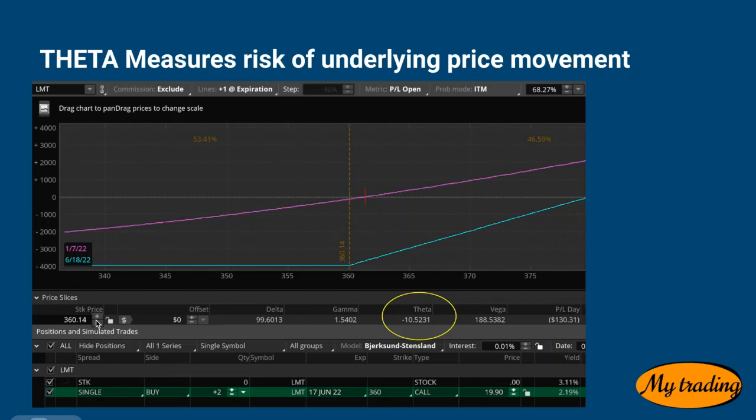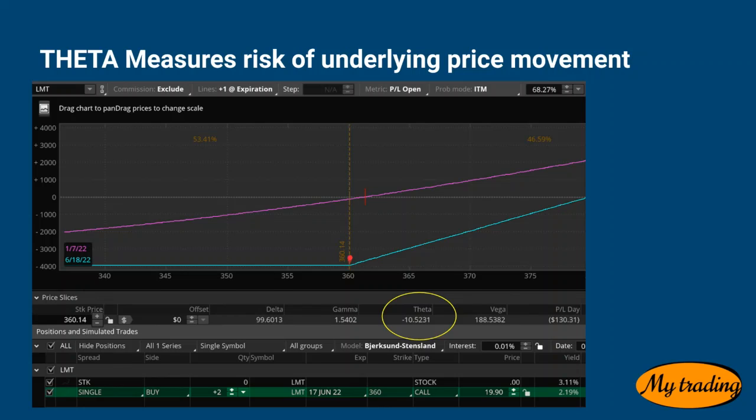So in this example, and it might look familiar because we used it in one of the previous modules, we bought two. We're just straight out buying two calls, and they happen to be at 360. This is on Lockheed Martin, and they cost about 20 bucks a piece, right? So 20 times 100 is 2,000, and two of them is going to be about 4,000. So you can see here that we do have about 4,000 at risk, give or take.